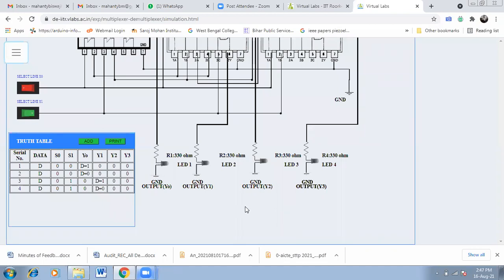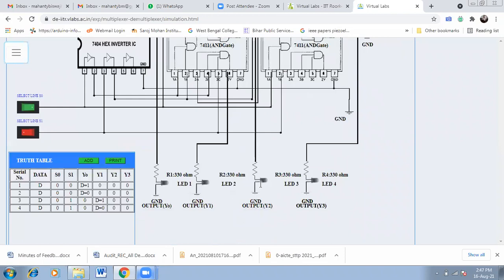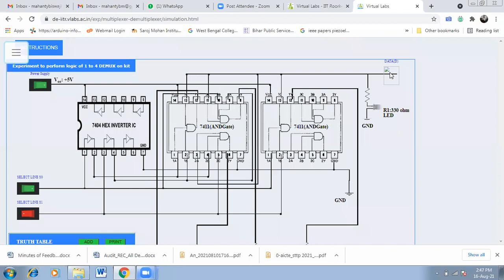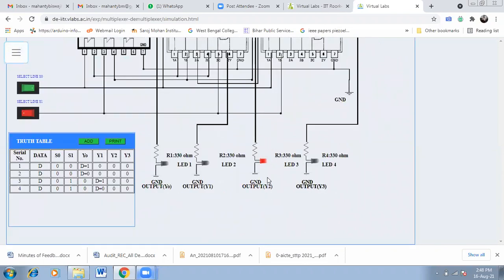Now to check the data at the output y2, what should be the binary combinations in the select lines? Now 2 means 1, 0. So S0 should be 1 and S1 should be 0. So 1, 0 means y2 will be selected. As I have supplied 0 value here, it will be better if you apply a high value. So we have supplied high first. Now see, y2 has been selected. The output y2 has a high value.